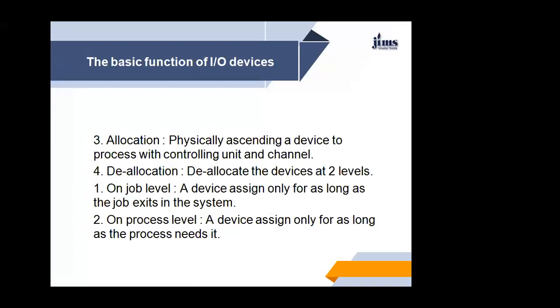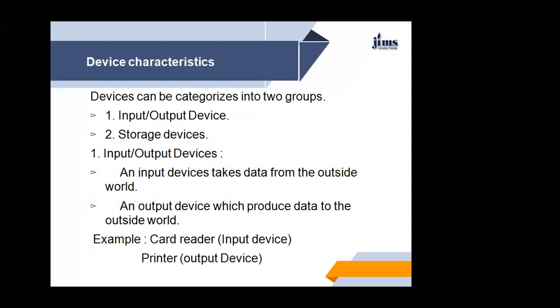On job level, a device is assigned only for as long as the job exists in the system. On process level, a device is assigned only for as long as the process needs it. Okay, so these are the basic functions of input output devices.